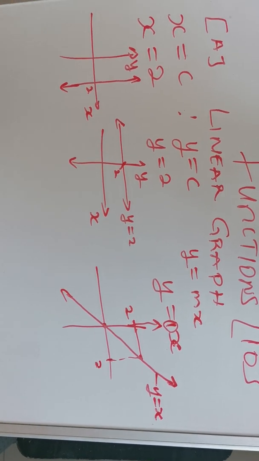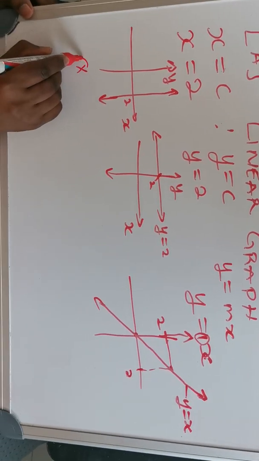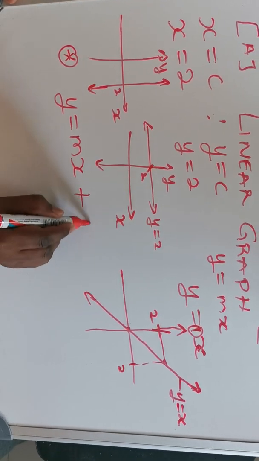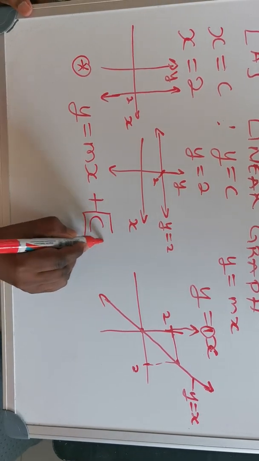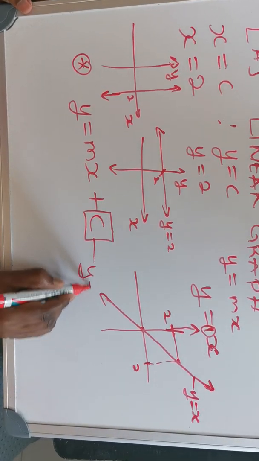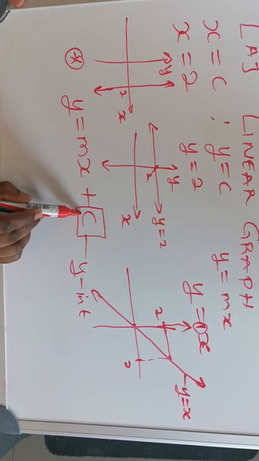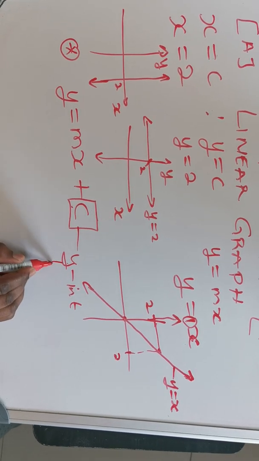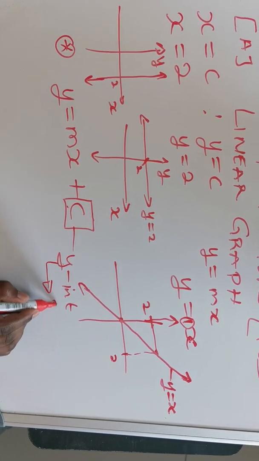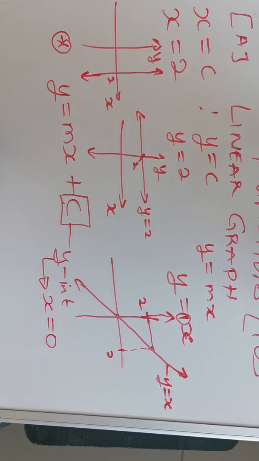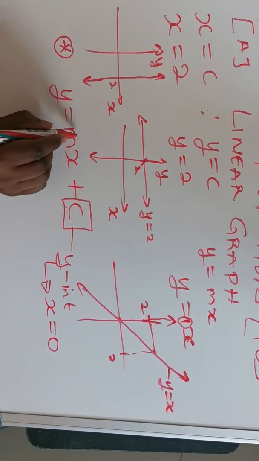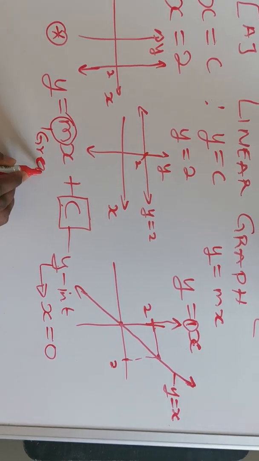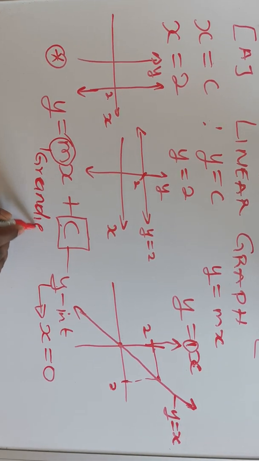Then the one that I want us to focus more on is this one, which is y equal to mx plus c. Let me start with this one. This is what we call the y-intercept, which means that is where the graph would cut along the y-axis. For the y-intercept, you will always make x be 0. That is what is important. Or this one, it's what we call a gradient, and this is also very important.